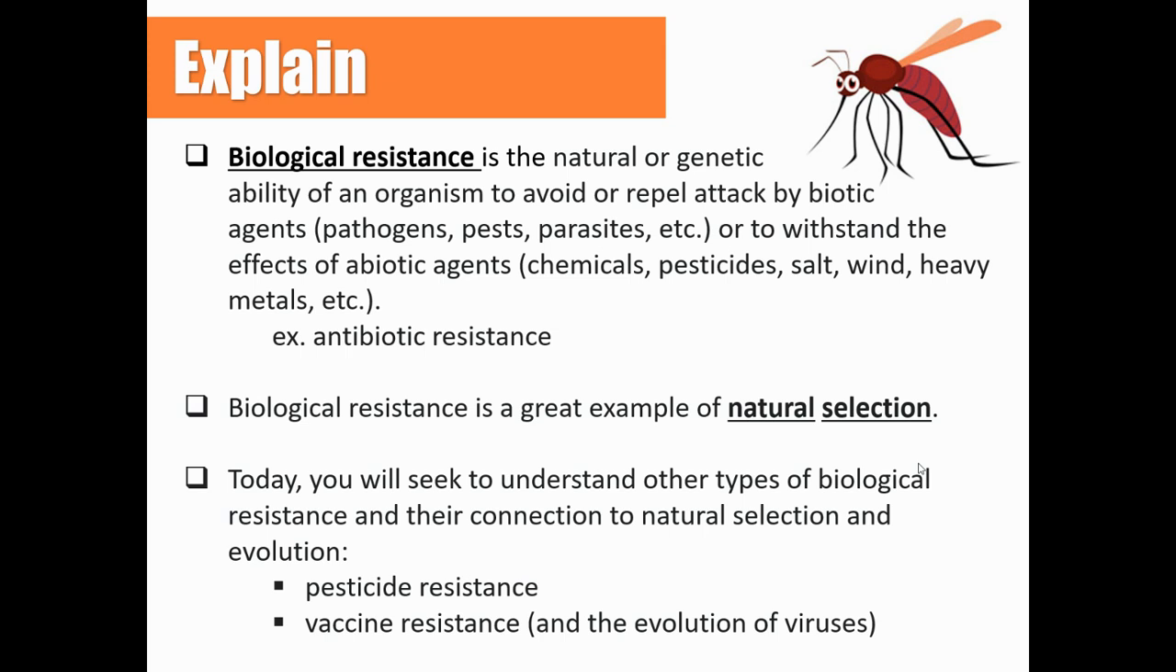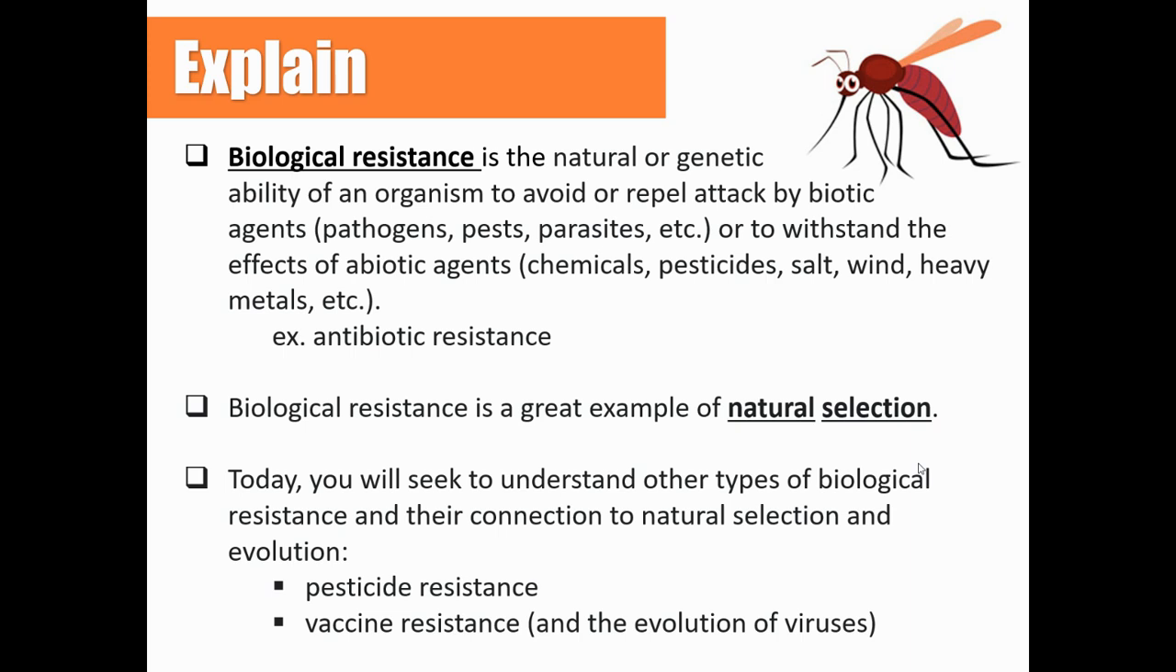This could also be the ability to withstand the effects of an abiotic agent. Abiotic are non-living components of an environment, so this could be chemicals or pesticides or antibiotics, salt, wind, heavy metals. There are tons of examples, but again, the focus for today is antibiotic resistance. Biological resistance is a perfect example of natural selection, which is why we are taking the time to have a specific lesson over some of the different forms of biological resistance.